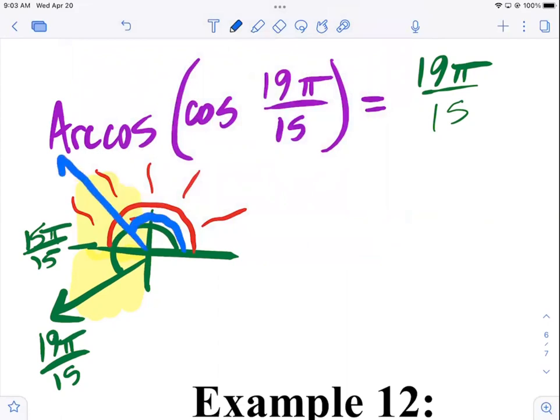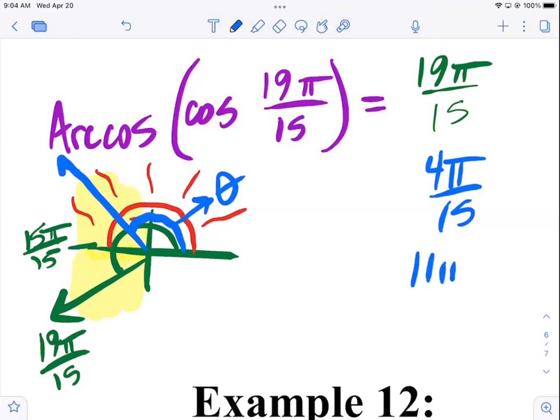It's going to have the same reference angle as the one we were given. So what is the reference angle? How far is it from 15 to 19? 4. Okay. So is 4 pi 19ths the answer, or 4 pi 15ths the answer? No, no. Right. That's in quadrant 1. We need to back off 4 from 15 to get to what? 11 pi 15ths. Okay, good.